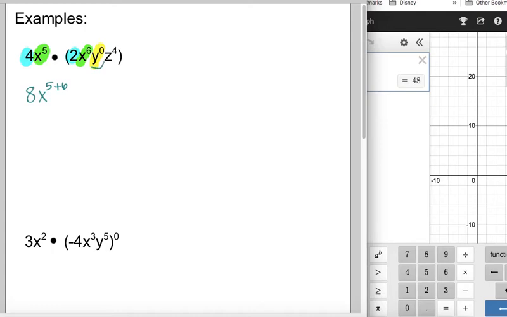Remember, we just learned today that anything to the 0 power equals the number 1. So the next thing we have is just the number 1 for that y to the 0. And then the z to the 4 doesn't have any other common bases, so z to the 4 is just going to stay like it is. So now we're going to simplify this. So 8 and the 1 are now like coefficients, and 8 times 1 is 8. For the base of x, I had 5 plus 6, which is 11, and then z to the 4th. And that's the answer.